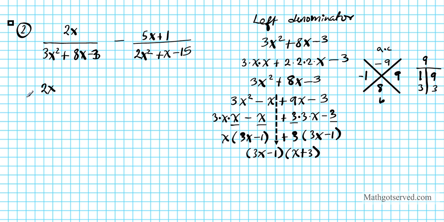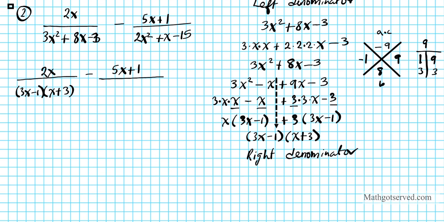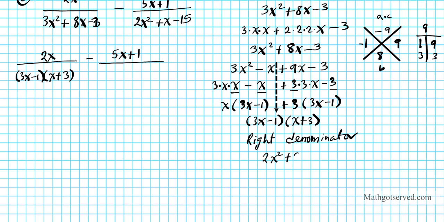All right, so let's insert that as a left denominator. So we have 2x divided by the quantity 3x minus 1 times x plus 3 minus 5x plus 1. Now, we're going to have to factor out the right denominator to basically find the LCD efficiently, okay? So whatever process we did for the left denominator, we're going to do the same process here. So let's do the right denominator. Okay, right denominator. All right, so that's going to be 2x squared plus x minus 15. Okay, so let's break it down again. See if we can take out any common terms. 3 times 5, nothing can come out. No common factors in all three terms, so let's reassemble 2x squared plus x minus 15.